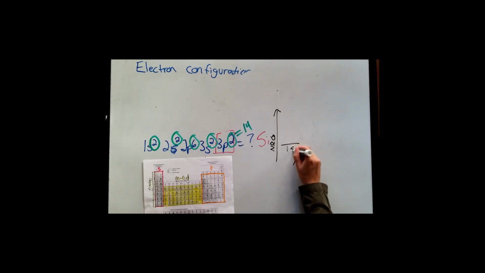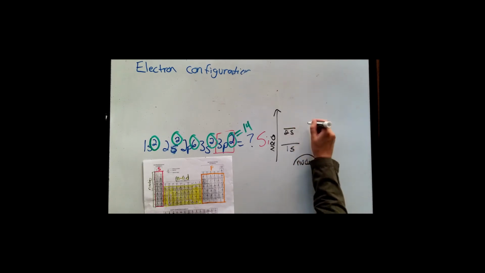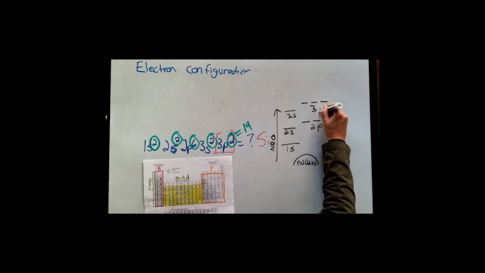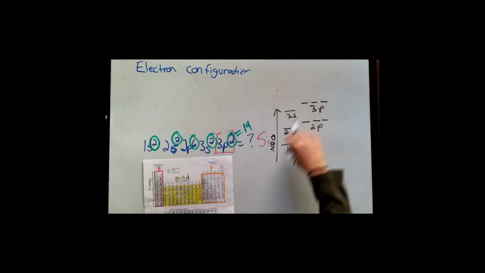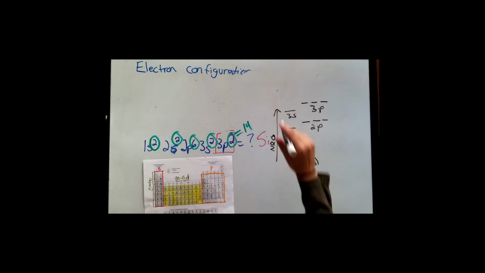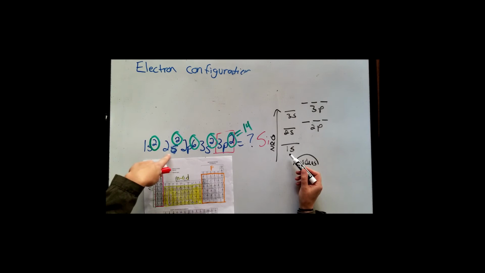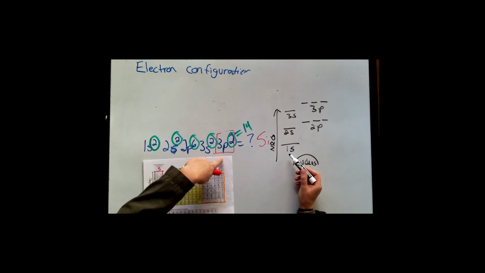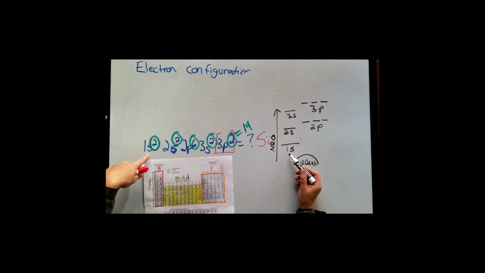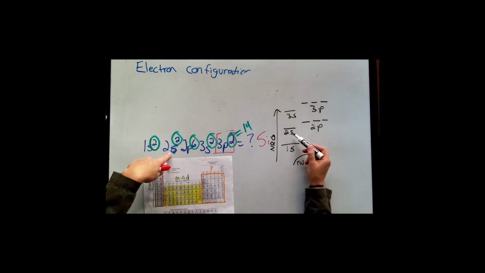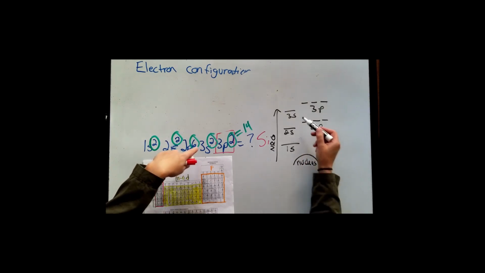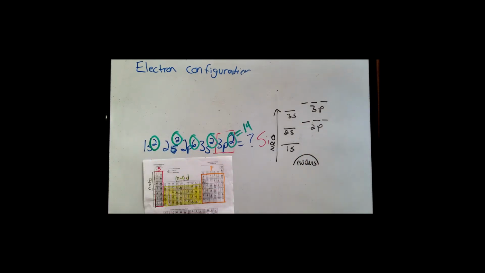So we have 1s, 2s, 2p, 3s, 3p, 4s, 4p, so on and so forth. So you can keep writing it up. You'll notice these are following the same order as the electron configuration. You start at the 1s, lowest energy, you move up to the 2s, then the 2p, then the 3s, then the 3p, so on and so forth.